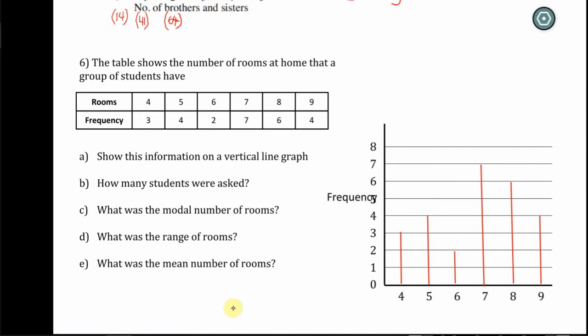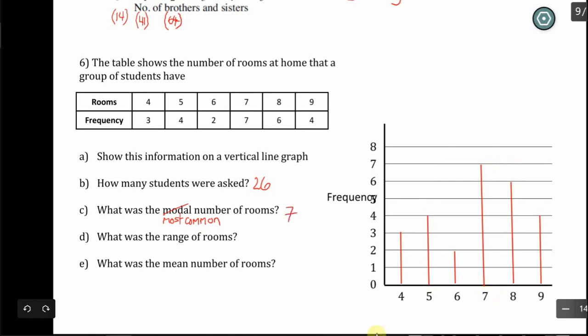How many students were asked? So we just need to add up the frequency here. We can either do it in the table or on the graph. I'm going to do it in the table. So 3, 7, 9, 16, 22, 26 people were asked. What was the modal number of rooms? So again, most common. What was the most common number of rooms? Which vertical line is the tallest? This one. 7 was the most common number of rooms.